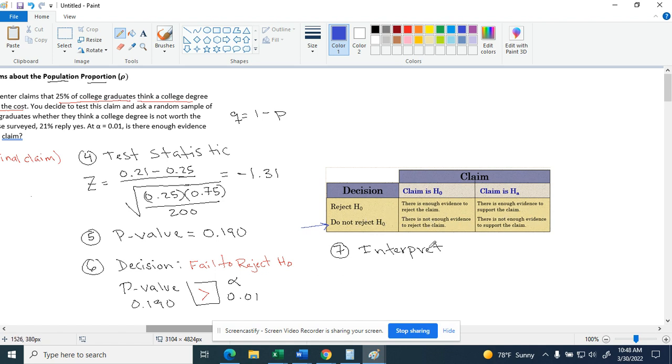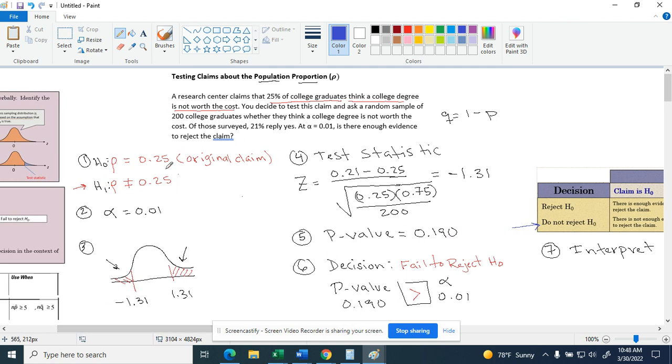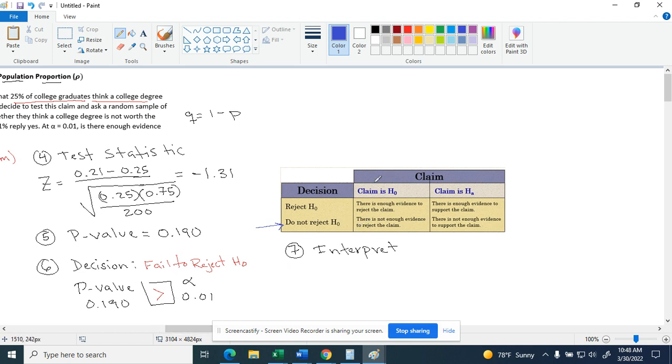Okay, and then I need to choose a column. To choose the column, you need to find out which of the two claims you wrote in step 1 is the original claim. You can see here the original claim is for H0. So that means in this table, I'm going to choose the first column. So I'm in the second row, first column. The intersection of that row and column is my interpretation. So there is not enough evidence to reject the claim.